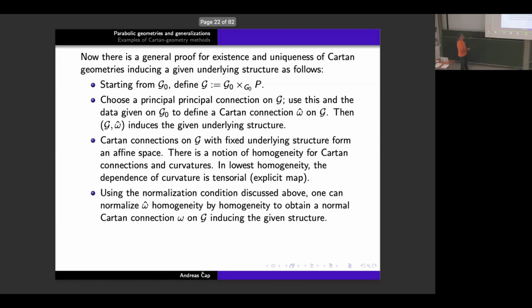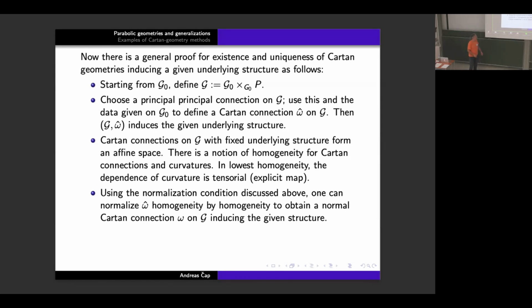If you do this, as I told you, we have a normalization condition by the Kostant codifferential, and then you can start to normalize the Cartan connection you have chosen, homogeneity by homogeneity. In each homogeneity, this just means solving a linear equation. It's no problem. So you can show that you can correct homogeneity by homogeneity, modifying your Cartan connection towards a normal Cartan connection. Once you finish this process, you have a normal Cartan connection which induces the right underlying structure.